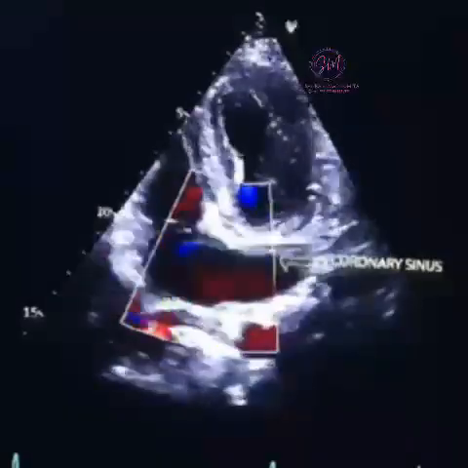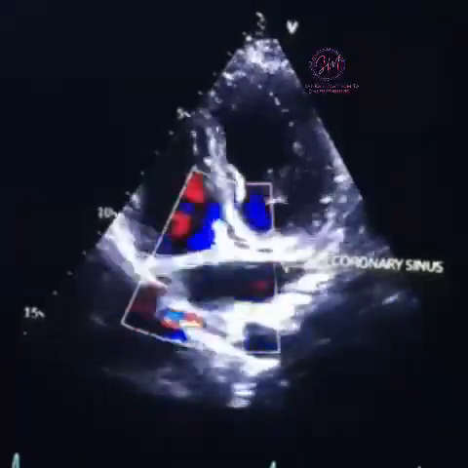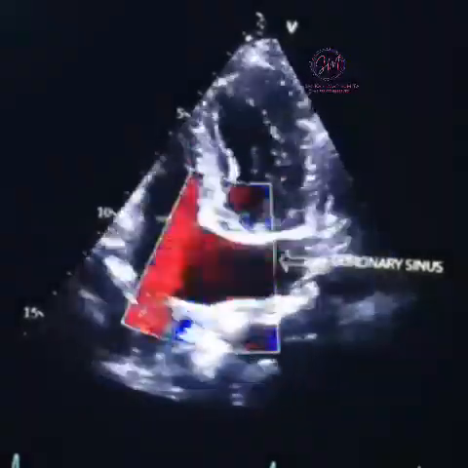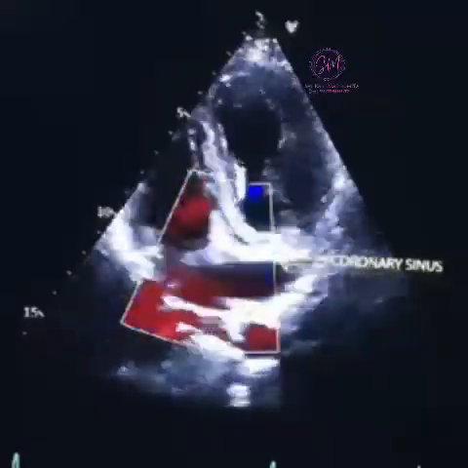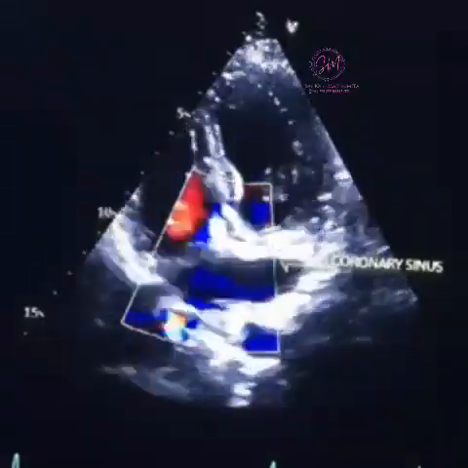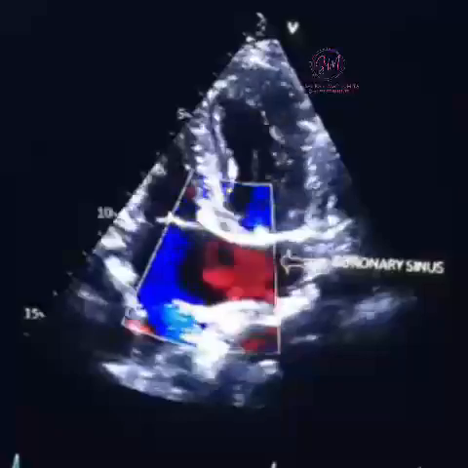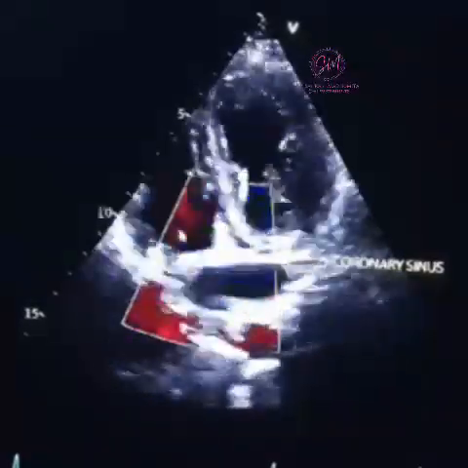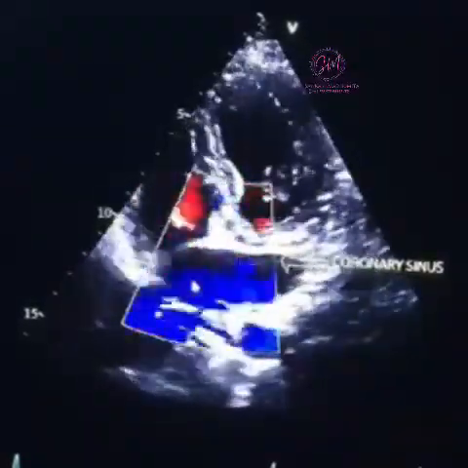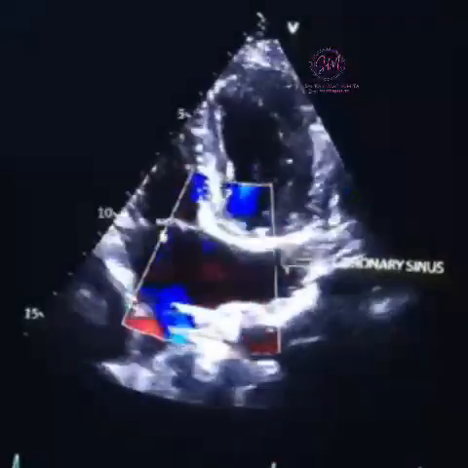In this view you can see the color flow into the coronary sinus and through the tricuspid valve to the right ventricle from the right atrium. This flow can confirm that this is a venous flow draining into the right atrium.